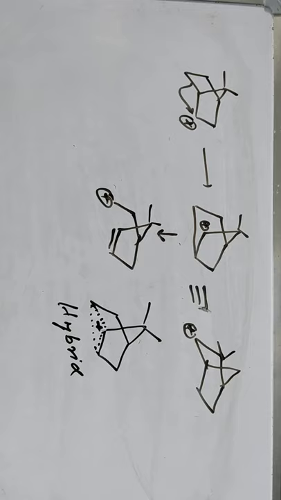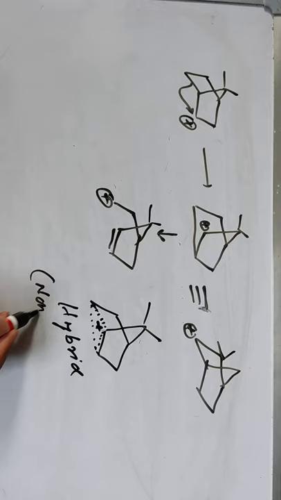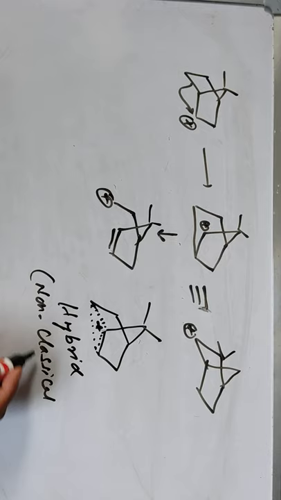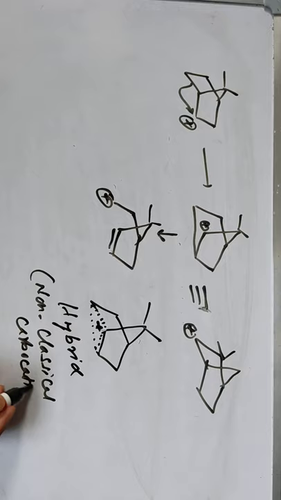Now we can have different types of non-classical carbocations. Repeating again, this hybrid is a non-classical carbocation. The only difference between classical and non-classical carbocation is that in the case of classical carbocation, only two centers are involved, but in the case of non-classical carbocation, multiple centers are involved. So here, let's see the types of non-classical carbocations.